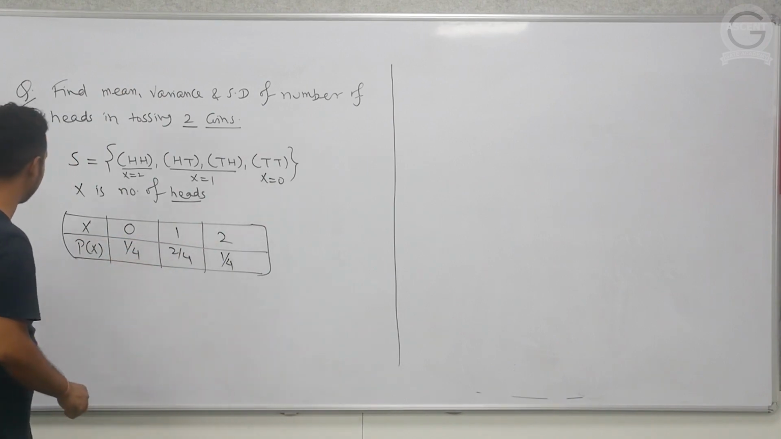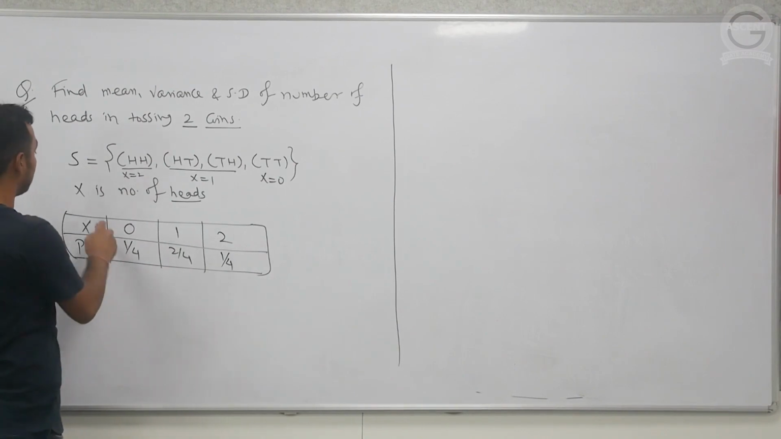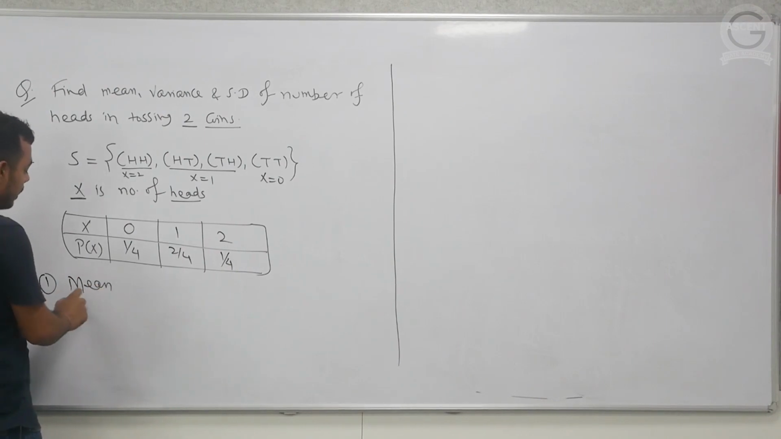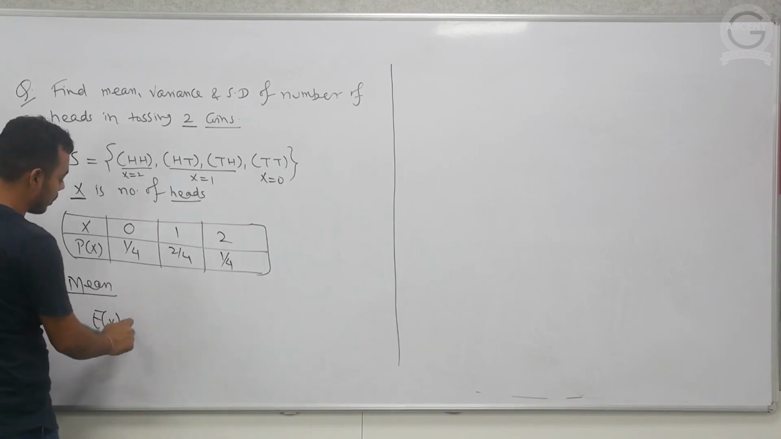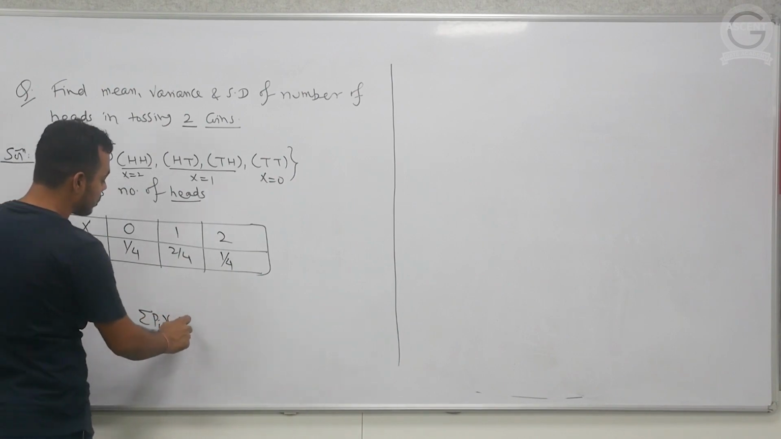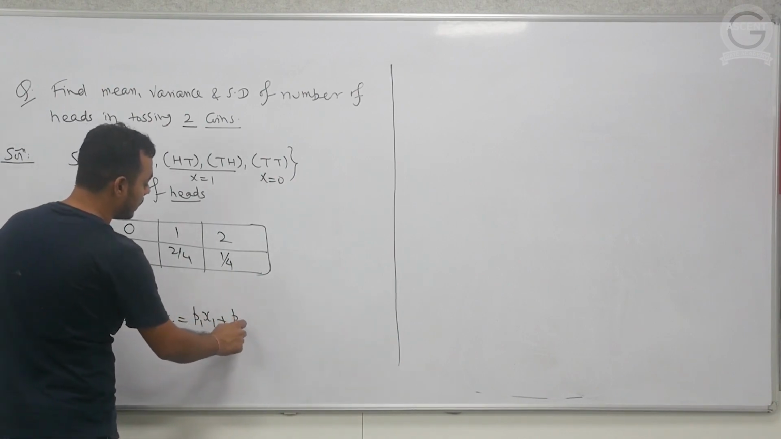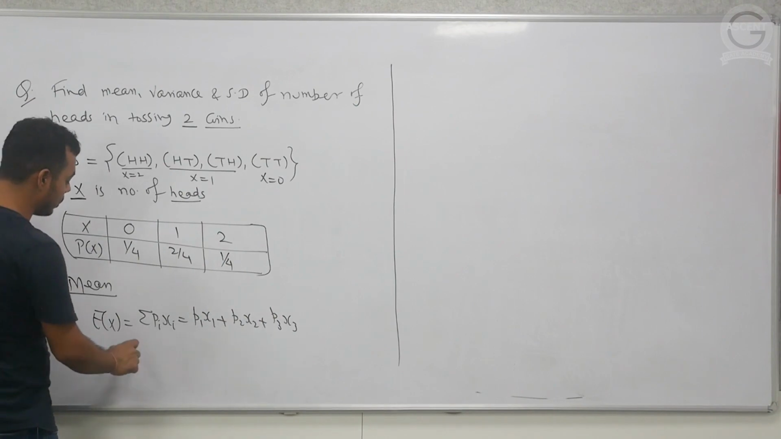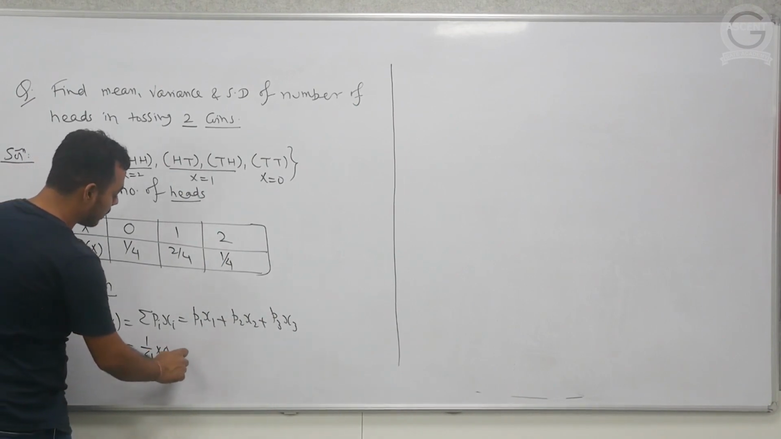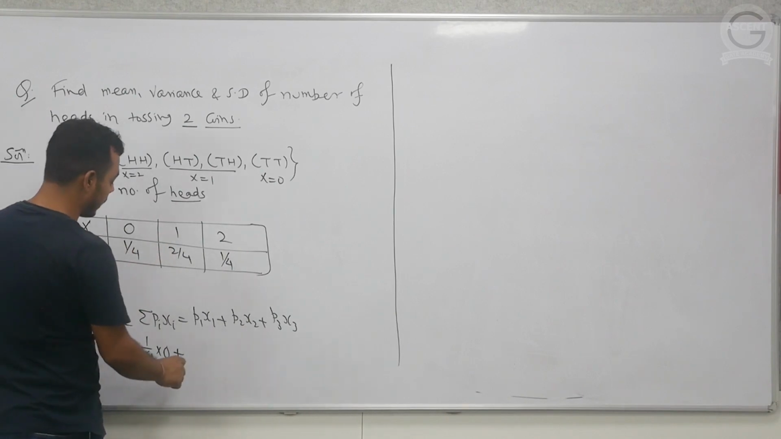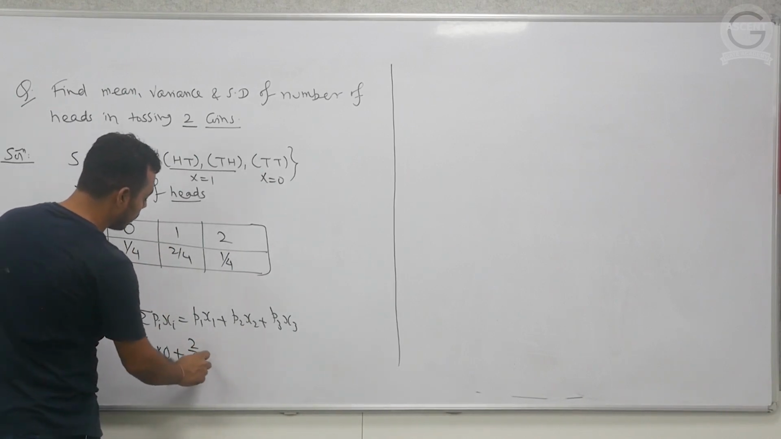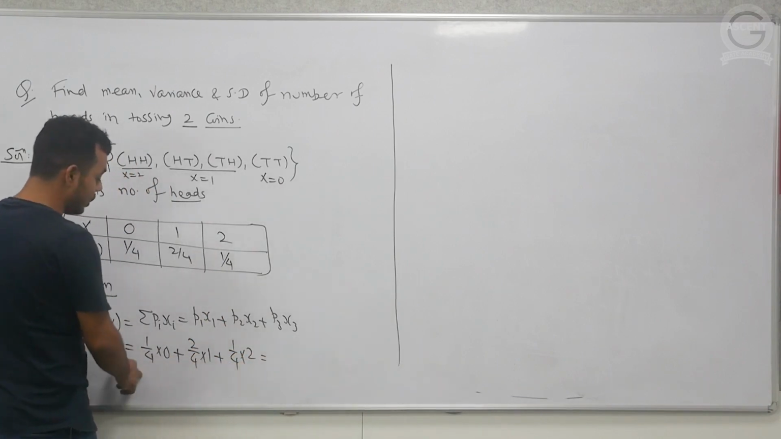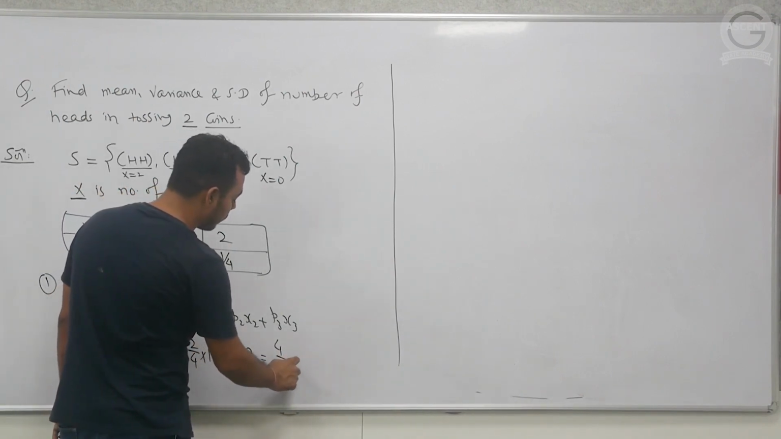Now our job is, we have to find mean, variance, and standard deviation of this x, which is representing number of heads. So first, we are going to find the mean. The formula for mean was, expectation of x is summation pi xi. So this will mean p1 x1 plus p2 x2 plus p3 x3. So p1 is 1 by 4, x1 is 0, so this will be 1 by 4 into 0, plus p2 is 2 by 4, x2 is 1, so this will be 2 by 4 into 1, plus 1 by 4 into 2. So finally you will get 0 plus 2 by 4 plus 2 by 4, this will be 4 by 4, which is 1.